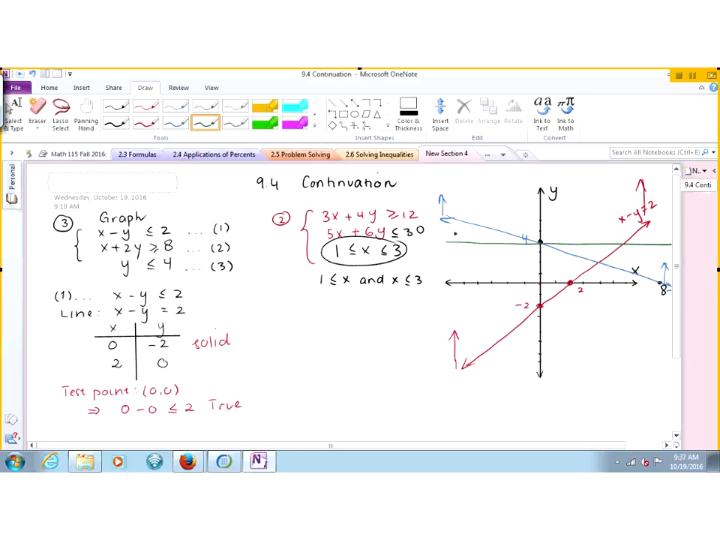So this one is y equals 4. And which one is less than or equal to 4? Do I shade below or above? Below, yes. So which one is my intersection? This is your intersection right here. So that's number 1. Did everybody get it correct? Okay.